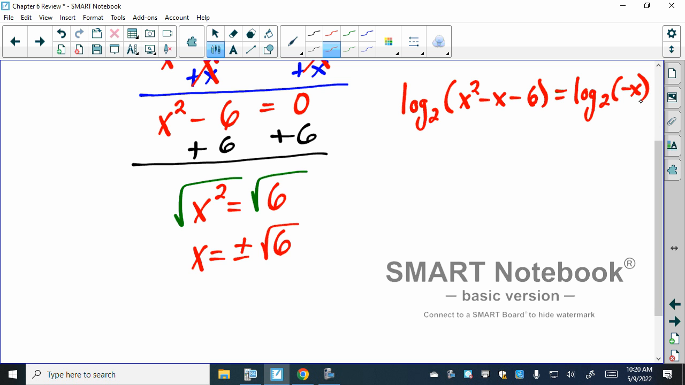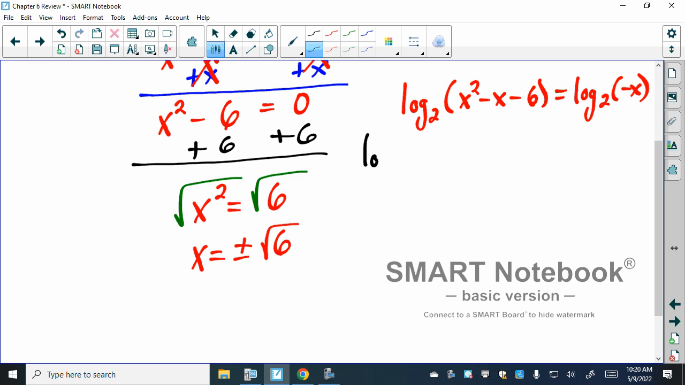So normally, which one would we not want out of the plus or minus square root of 6? The minus square root of 6, yes? That's Gmail notifying me that I got a message.